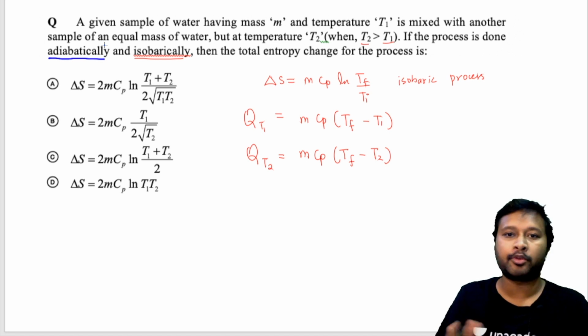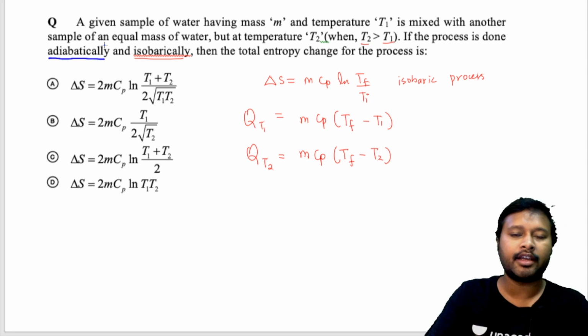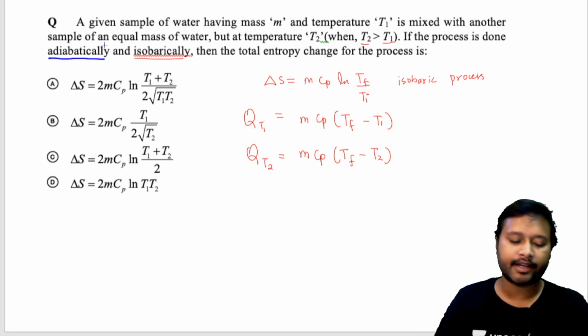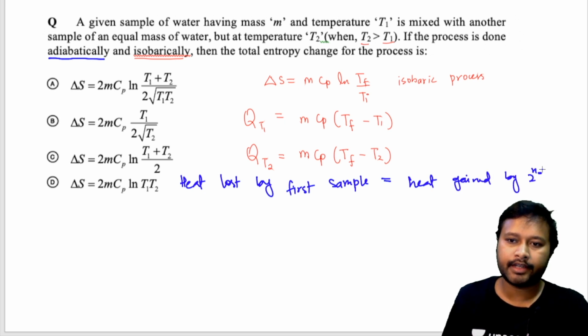Because two processes are happening, one process will evolve some heat and the second process is going to absorb that heat. So that means heat lost by first sample is going to be equal to heat gained by second sample.